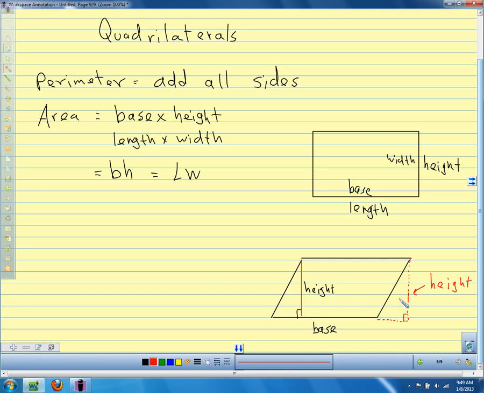So those are our formulas for squares, rectangles, and parallelograms. Perimeter, we add up all the sides. The area, base times height, length times width. For a parallelogram, the height has to make a 90-degree angle with the base. Questions on those formulas? All right, let's look at a trapezoid.